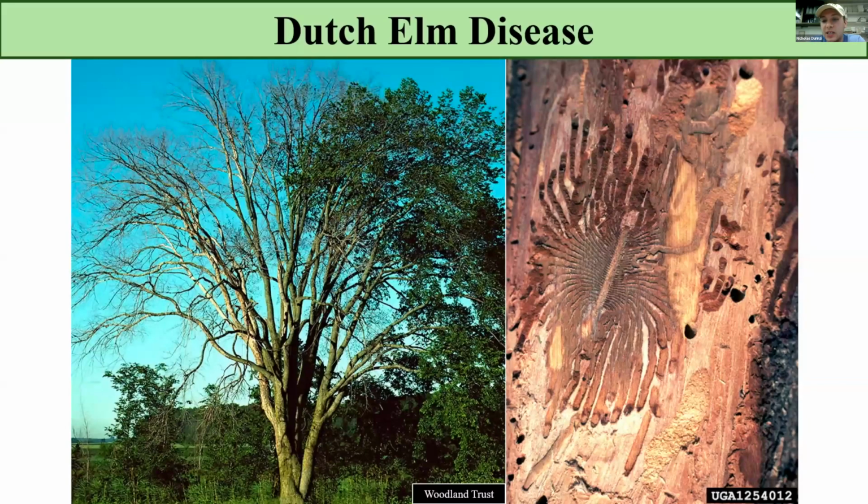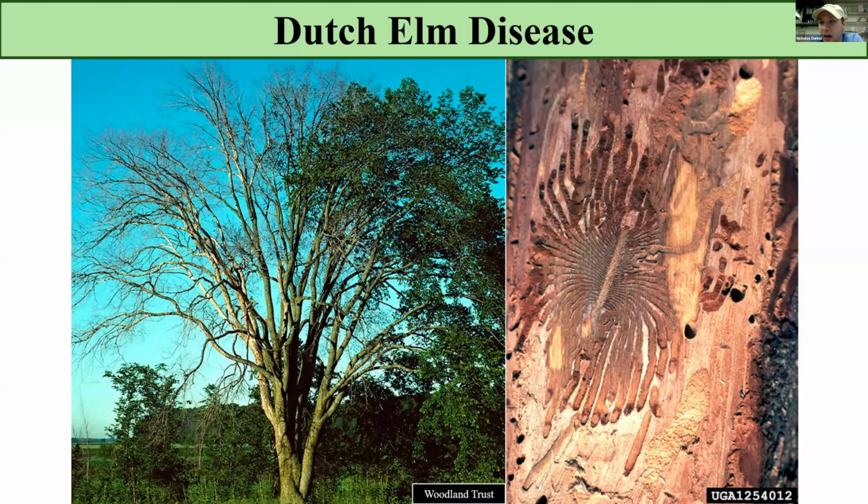And then, of course, there's Dutch elm disease. This is by far the worst of the introduced pests or diseases on elms. In 1930, during an outbreak of Dutch elm disease in Europe, the United States imported elm logs. It brought bark beetles, and the fungus that is the causal agent of Dutch elm disease.